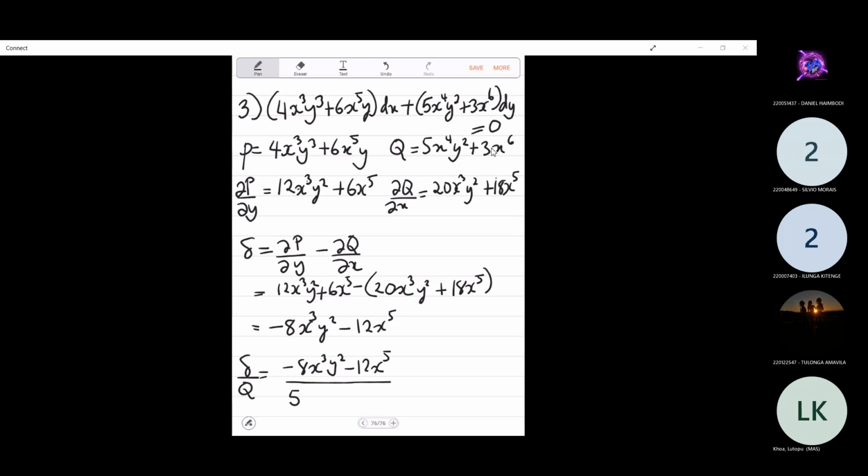We have 5 x to the power of 4 y squared plus 3 x to the power of 6. Okay, so we can try factorizing, but we will not be able to change it. Let's see if we take out negative 2 here, then we have 4 and 3, but here we will have 5 and 3, so they won't be able to cancel. So even if we take an x out here in the denominator, the coefficients of the terms will not cancel or will not be the same. So this is not a function of x only.